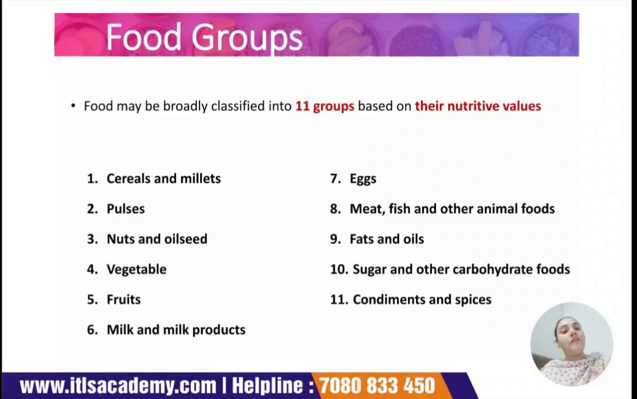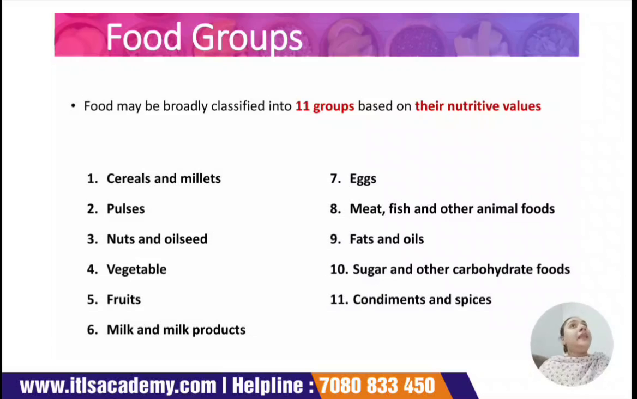We are all aware that cereals, millets and pulses have a huge amount of nutrient content in themselves. Even vegetables are a good source of different types of vitamins. Fruits are also a good source, of course of vitamins. Some fruits are rich in vitamin C, some are rich in vitamin A. In this way, every food has its own nutritive value.